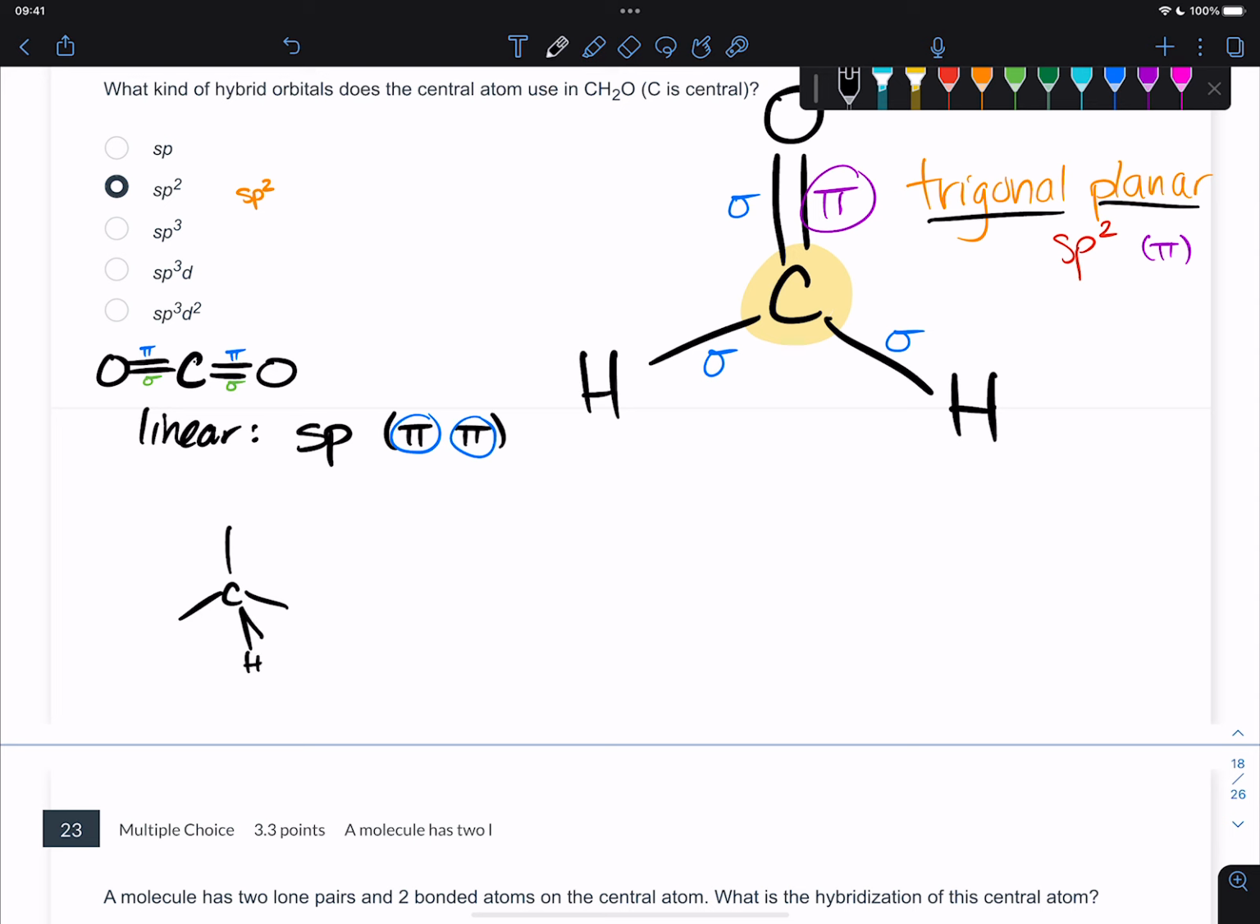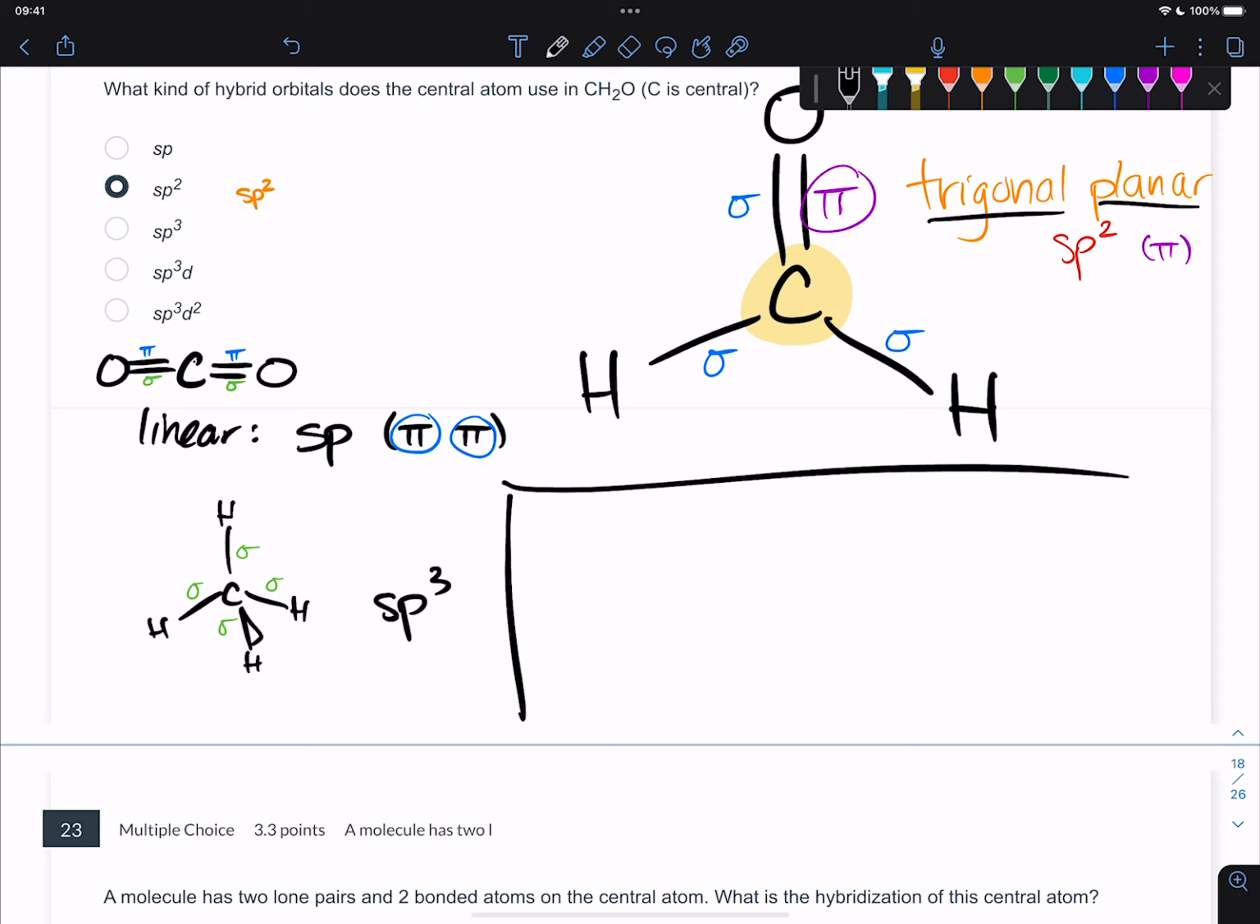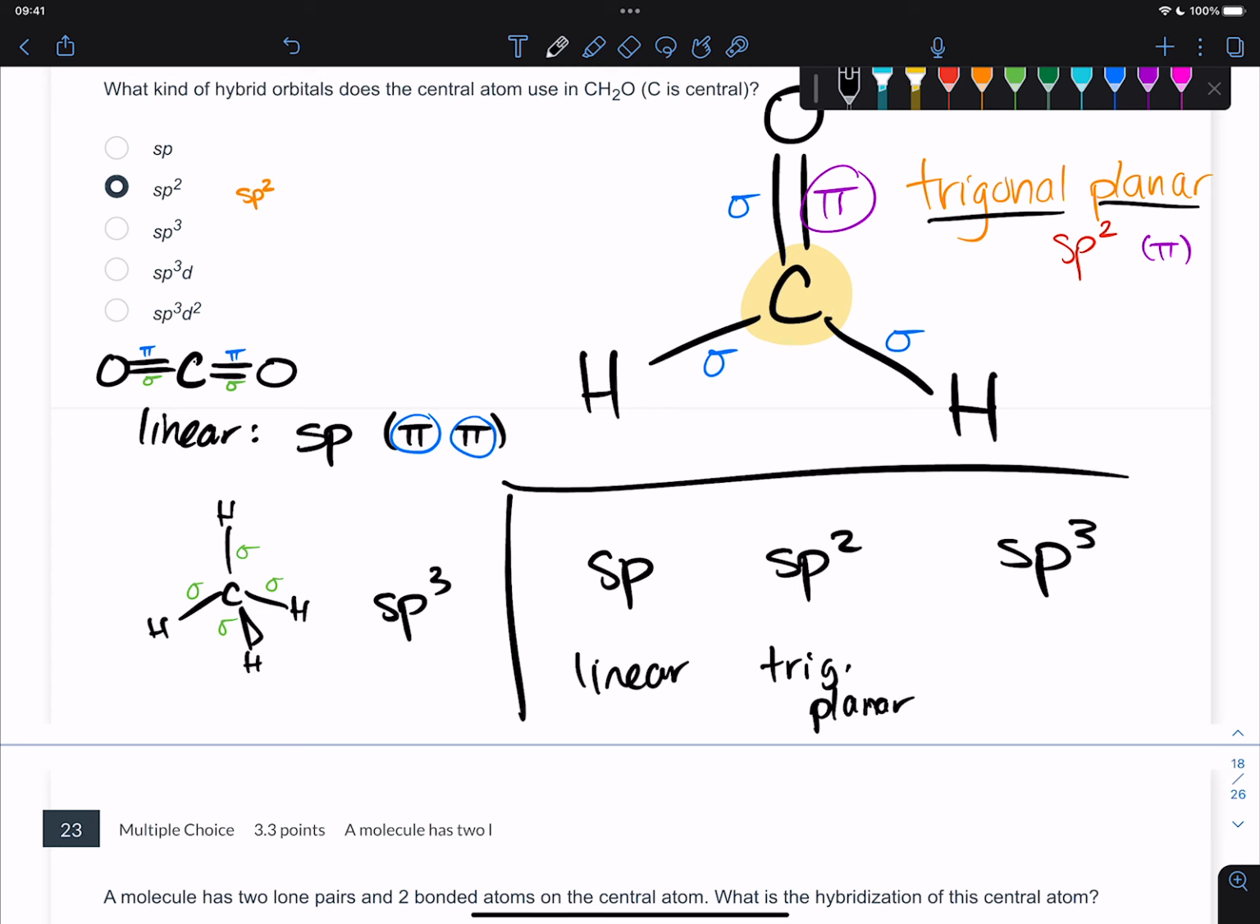And lastly, if you have something that is tetrahedral, so you have carbon and then a hydrogen, hydrogen, hydrogen, hydrogen, notice how you have all sigmas: sigma, sigma, sigma, sigma. So you're going to have just sp3. Super fast, not technical summary: you have sp, sp2, and sp3 for the basic hybridizations, and that's going to correspond to a linear geometry, a trigonal planar geometry, and a tetrahedral geometry. That's the super fast crash course.